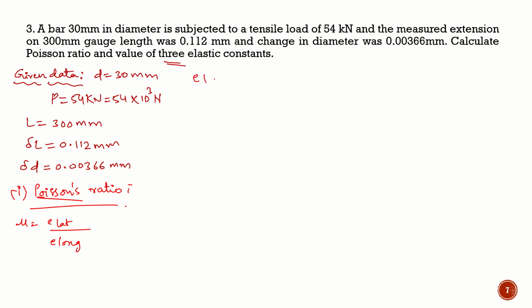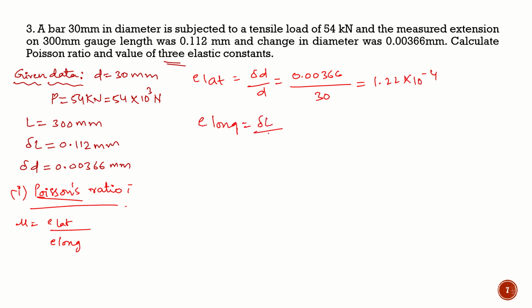So we will do here E lateral is equal to delta D by D. So what is delta D? 0.00366 by what is D? 30. So our E lateral comes out to be 1.22 into 10 power minus 4. Next comes E longitudinal. E longitudinal is given by the formula change in length by original length. So it is 0.112 by what is the original length? 300. So our E long comes out to be around 3.73 into 10 power minus 4.